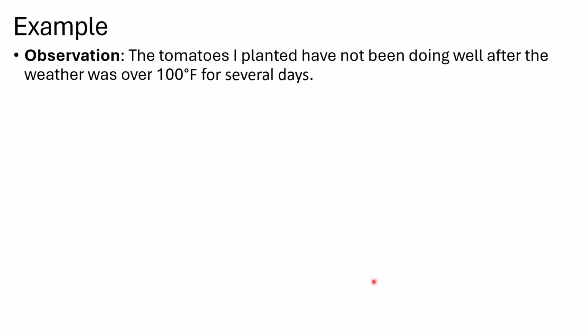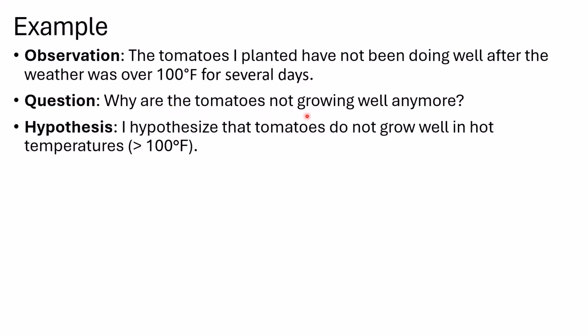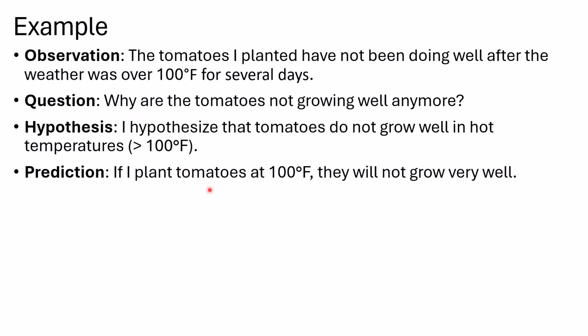Now let's do an example. Say I planted some tomatoes and they seem to be growing well, but after a few days of 100-degree Fahrenheit weather, they are not growing as well as before. I can then ask the question, why are my tomatoes not growing well anymore? One hypothesis I can make is that tomatoes do not grow well when the temperature is too hot, specifically at temperatures over 100 degrees Fahrenheit. I can then make the prediction that if I grow tomatoes in a room at 100 degrees Fahrenheit, the tomatoes will not grow as well as tomatoes grown at a more moderate temperature that I define as 75 degrees Fahrenheit.